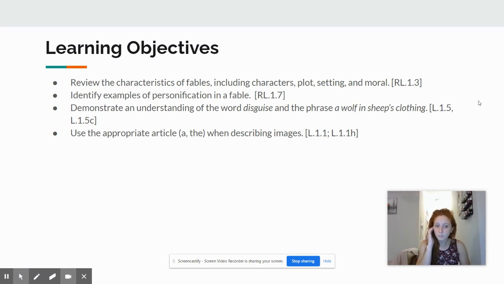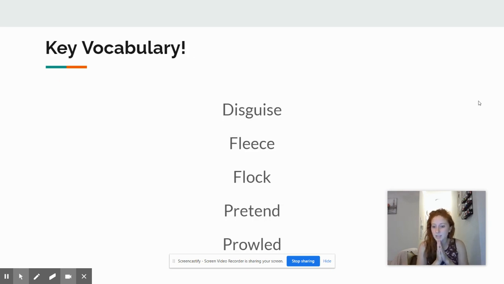All right. Then we're also going to be able to use the appropriate article, either a or the, when describing pictures. Okay. So let's do our vocabulary. So we've got a few words today. Today we have disguise, fleece, flock, pretend, and prowled.